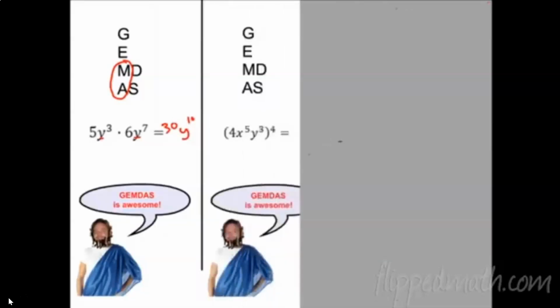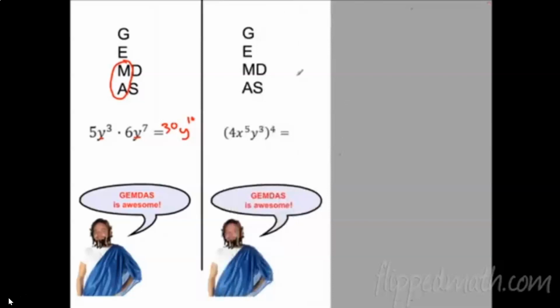GIMDOS it up. So here are the rules. I don't remember, but what am I doing here? I'm multiplying. What does multiply mean? Multiply means add the exponents. So if they have the same base, add them together. That's y to the 10th. And then I'm going to say 5 times 6 is 30. Super. How about the next one?